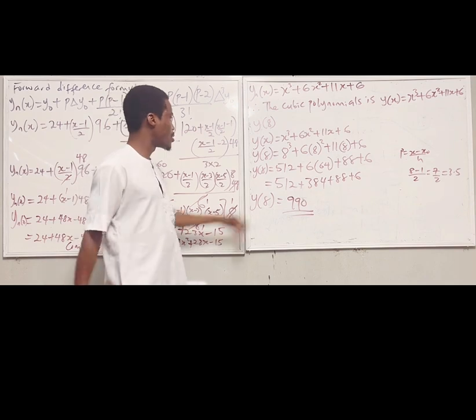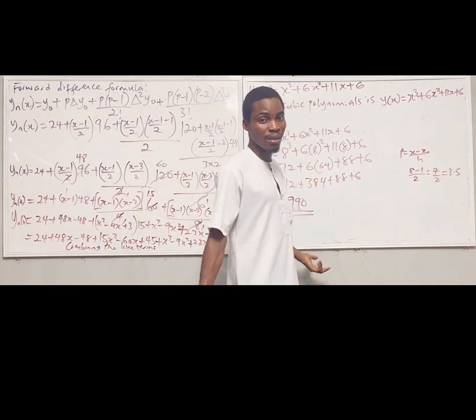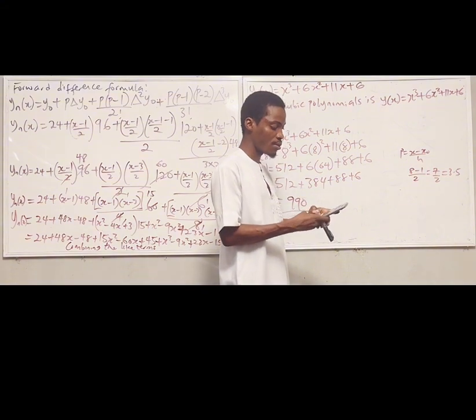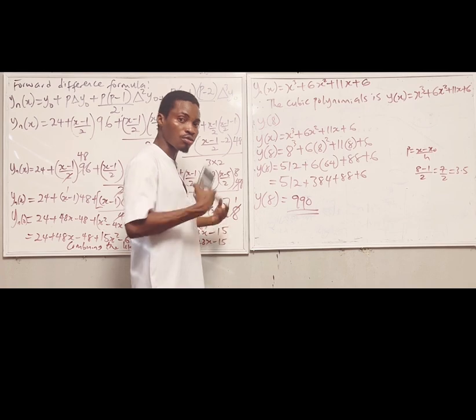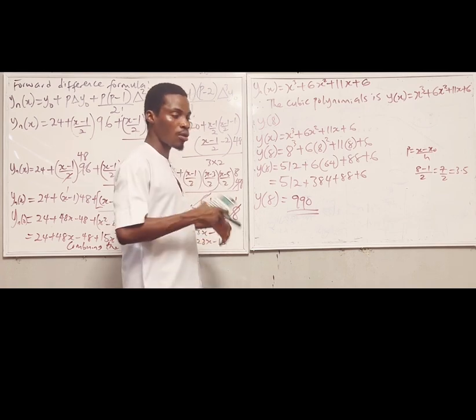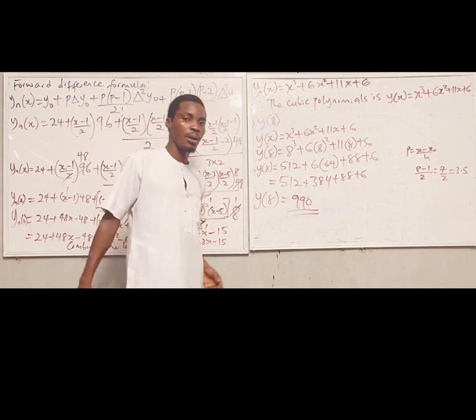If it is y of 6, whenever you see x, you put 6. It will be 6 minus 1, 5 divided by 2. So 5 divided by 2 is 2.5. It depends on any value that it can give you. It can give you y of 1, y of 2, y of 3, y of 4, y of 5, y of 6. This is y of 8. So this is the solution to the problem above.